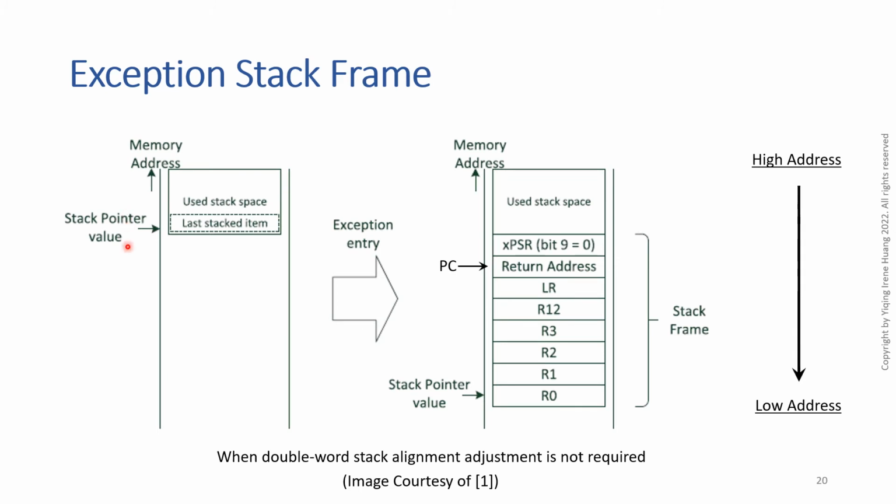This diagram shows what happens to the stack pointer before and after the exception entry. Before the exception, here's where our stack pointer is, and in our case this stack pointer will be MSP. Upon entry, the exception stack frame gets created by the hardware. These 8 registers get automatically pushed by the hardware, and the stack pointer has been adjusted by 8 words because there are 8 registers here. This is the high address and this is the low address, so our stack grows from the high address to the low address.